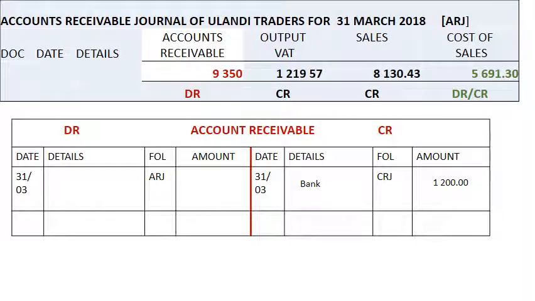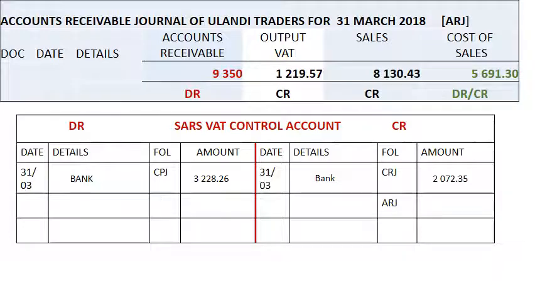In the accounts receivable journal, we start by posting the total column into the accounts receivable in the general ledger. Already, there's an entry posted from the cash receipt journal on the credit side. On the debit side, we reflect the date as at the 31st of March. Under the details, we are posting total sales. These were the sales for the month, recorded under folio ARJ, total amount as calculated in the journal.